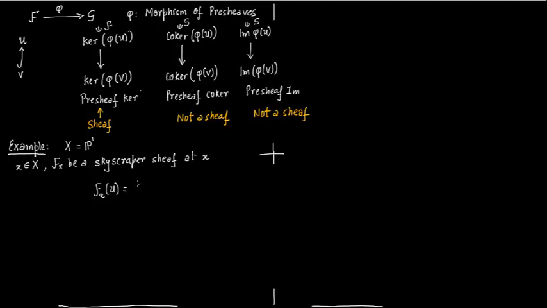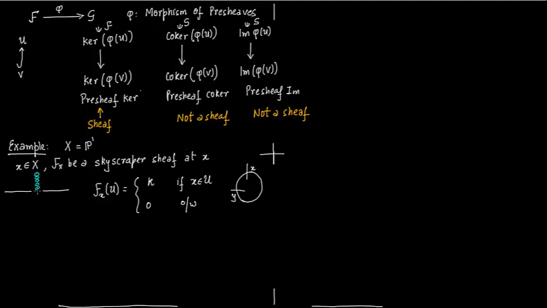So skyscraper sheaf is just this entire line K, or the entire field K, if X is in U and it is 0 otherwise. So you take some set U open in P1 and say there are 2 points in U, X and Y, and at X and Y you have the group K or the field K, but anywhere else you have 0.